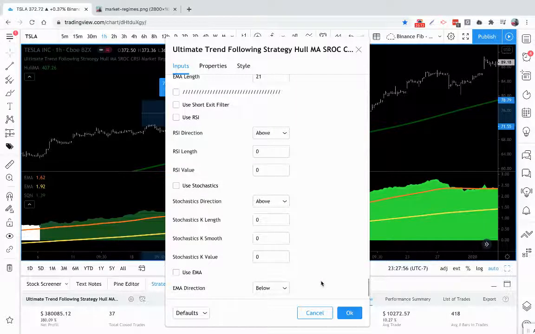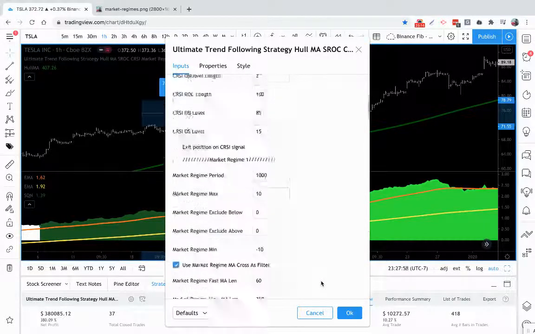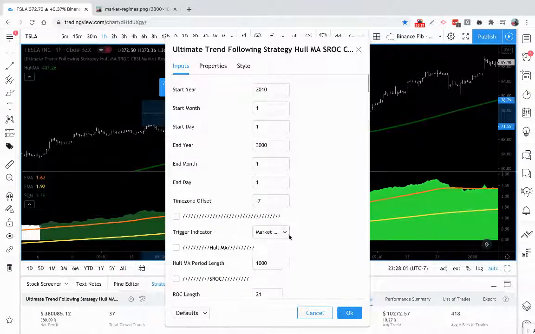So that's how the market regime indicator works within the ultimate trend following strategy.